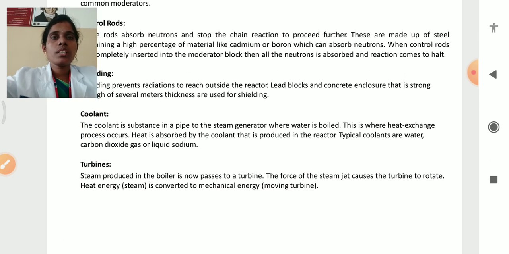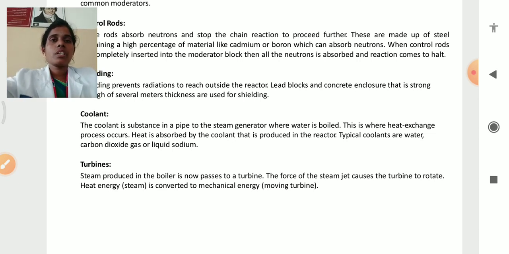The coolant is a substance that carries heat in a pipe to the steam generator, where water is boiled. The heat exchange process occurs through the coolant. The heat produced in the reactor is absorbed by the coolant. Several typical coolants are generally water, and others are carbon dioxide gas or liquid sodium.